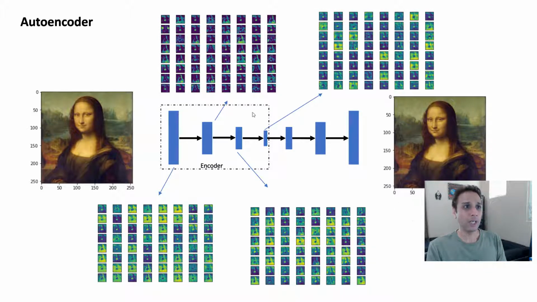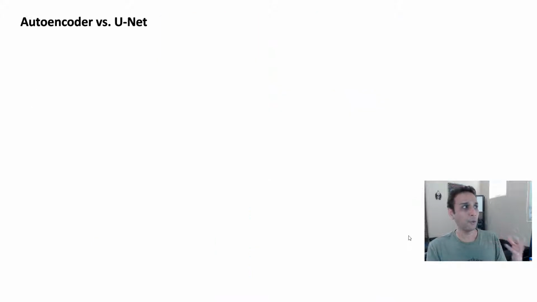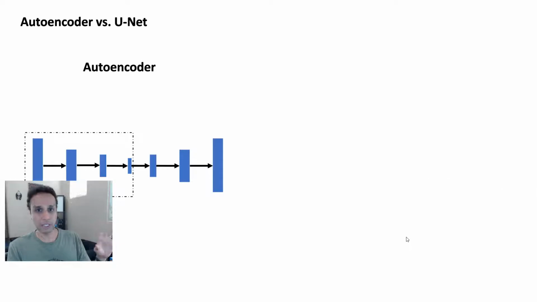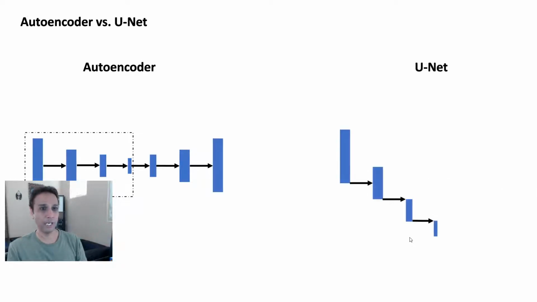That's why, if we can pre-train this and take these weights and use them as part of a UNet, that would be amazing. So let me just show you a few of these similarities. First of all, let's start with the similarity between an autoencoder and a UNet, right?